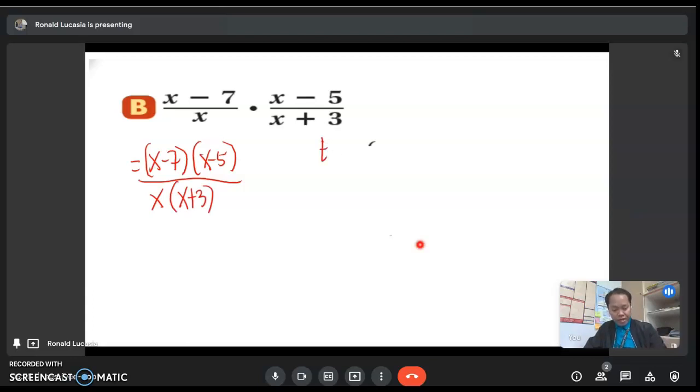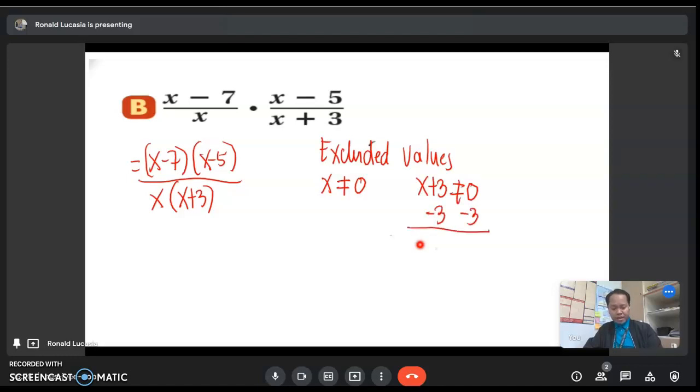And then when we get the excluded values, just look at the denominator. The denominator of the first fraction is x. It should not be equal to 0. The denominator of the second fraction is x plus 3. It should not be equal to 0. So solving for x, you have x not equal to negative 3.